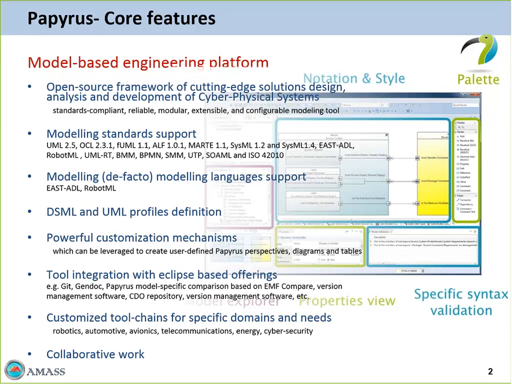As Papyrus is integrated in Eclipse, we have facilities to use Eclipse-based tools like Git, and Docgen for generation of documentation. We develop some specific model comparison based on EMF Compare, so it is our own Papyrus compare tool that is based on EMF Compare. We also have integration with CDO for the repository, and, like I said, Git and SVN for configuration management.